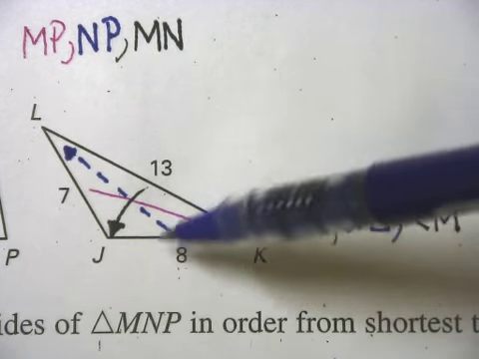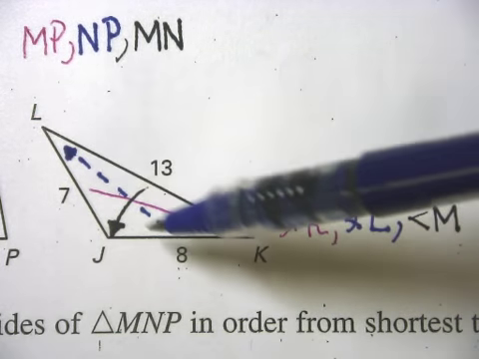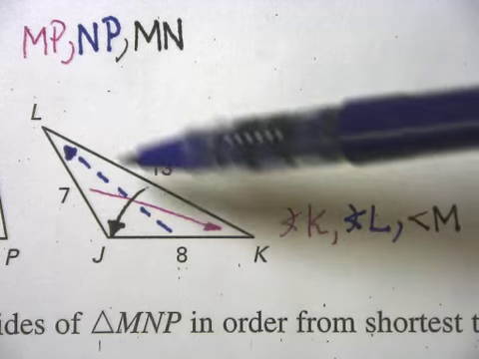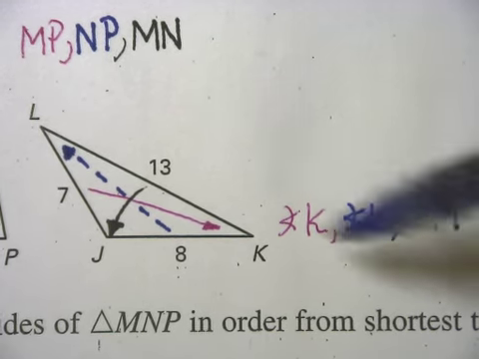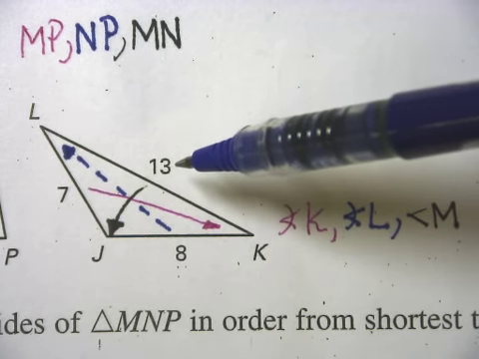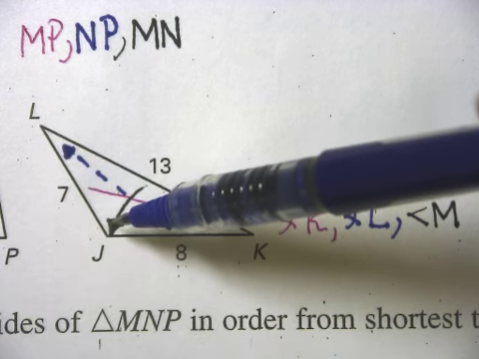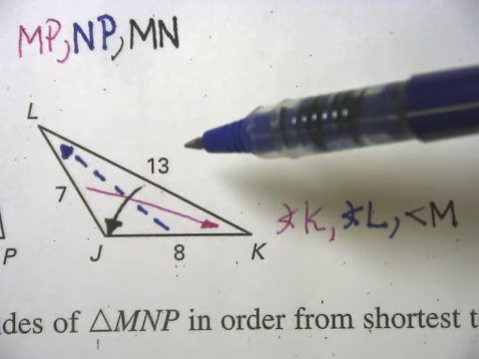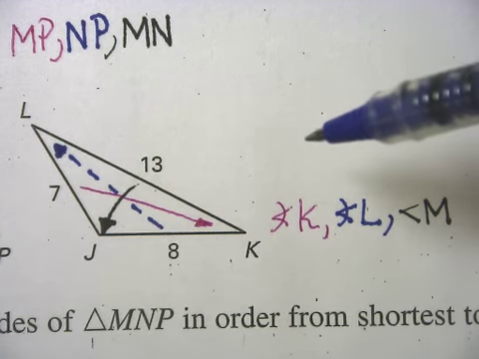The next biggest side is 8. And we can see here that 8 is across from angle L. So L is going to be my next biggest angle. And then finally, I have 13, which is the biggest side of the entire triangle. And that's going to be across from angle J, which is going to be the biggest angle of the triangle.